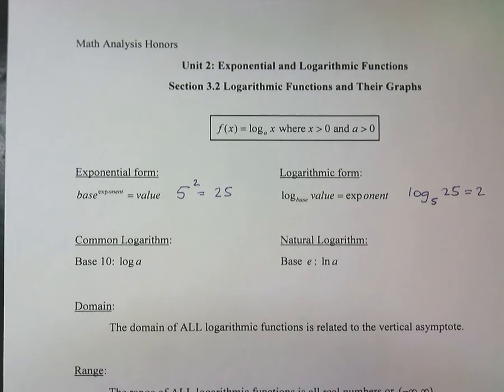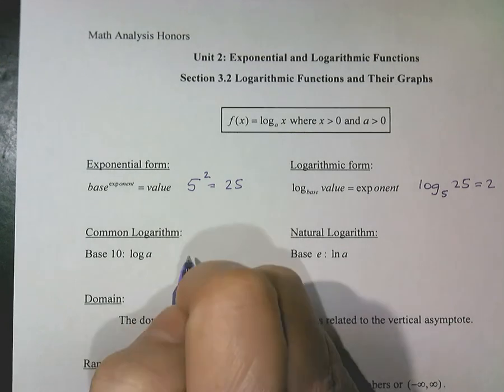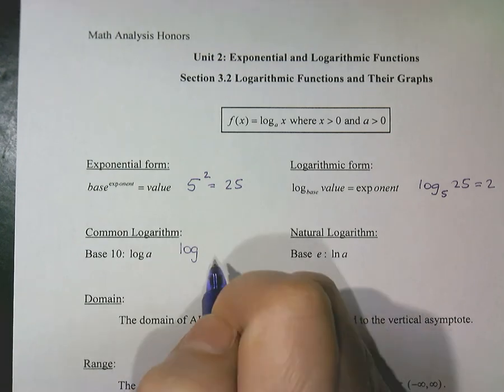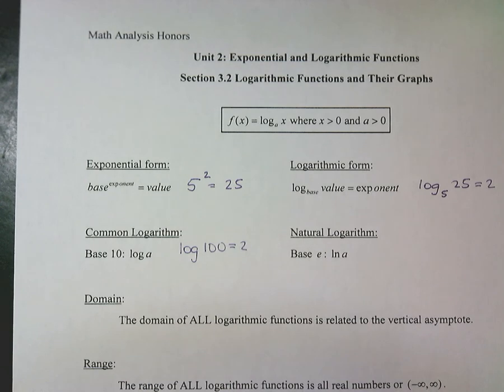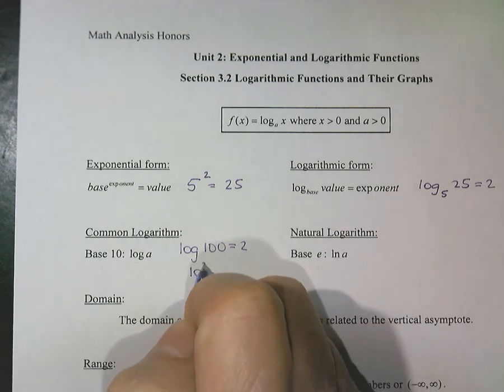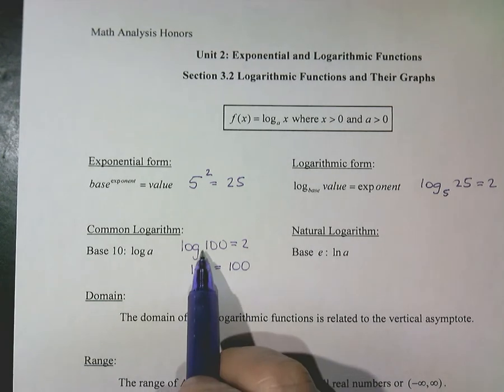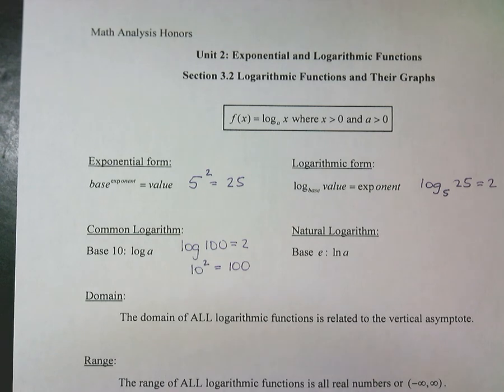A common logarithm has a base 10. So for example, log base 10 is usually not written because it's common. Log of 100 is going to equal 2, and that's because 10 to the second power is equal to 100. So if you don't see the base written, it's an understood 10.